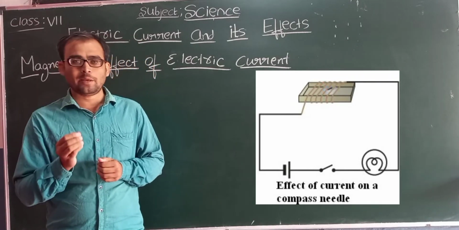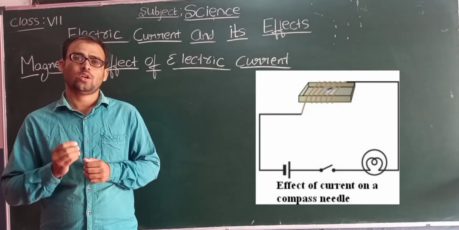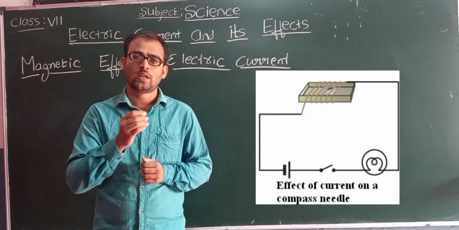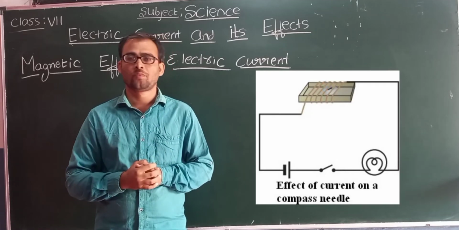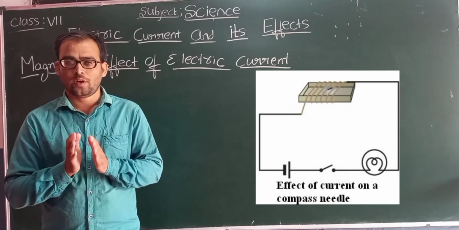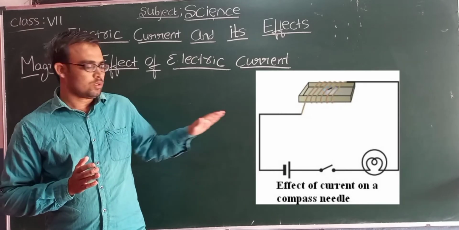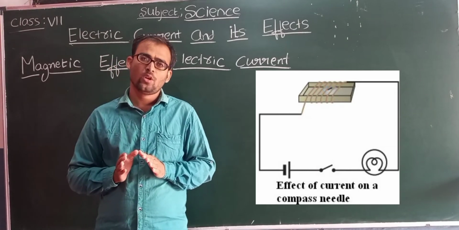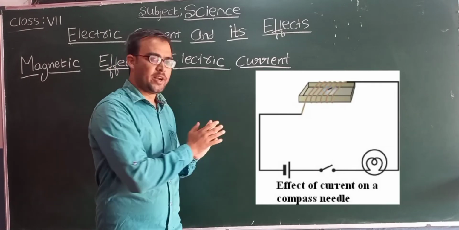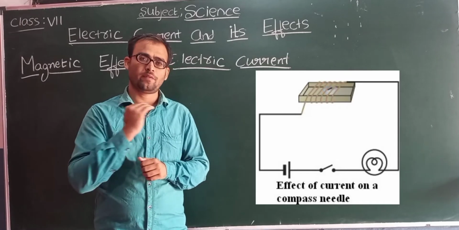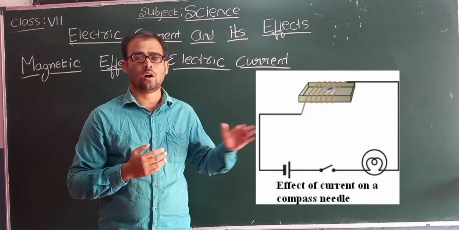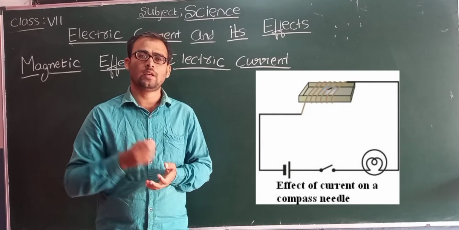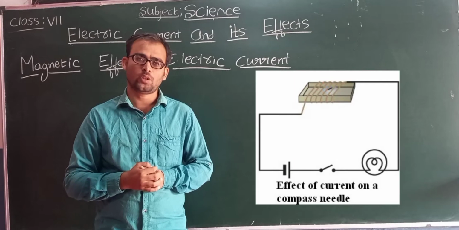Now students, keep a magnetic compass needle in the tray. First, you need to keep the switch in the off position. You have now made the setup of the circuit, so at first keep the switch in the off position. Next, what you have kept in the tray is a compass needle in the cardboard tray.